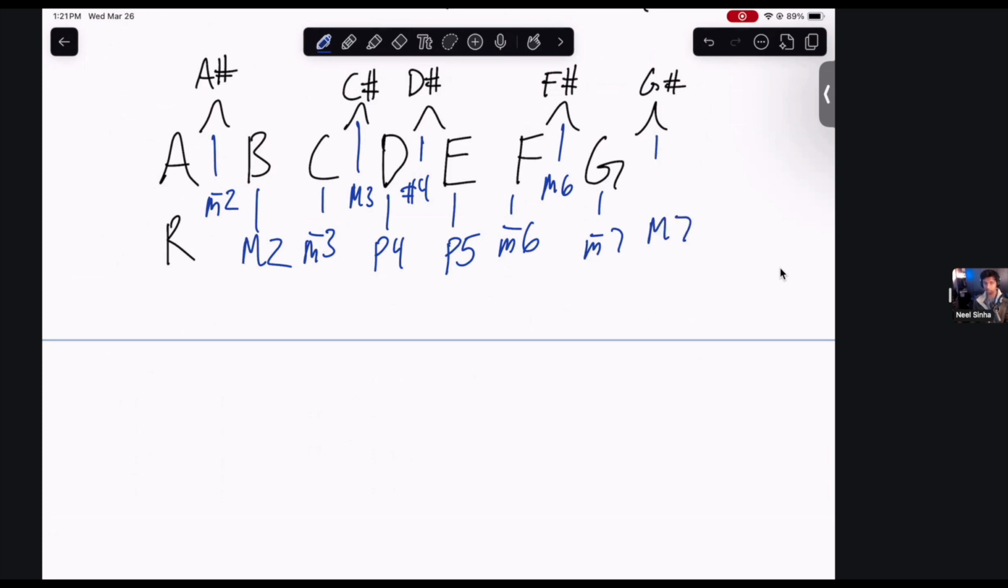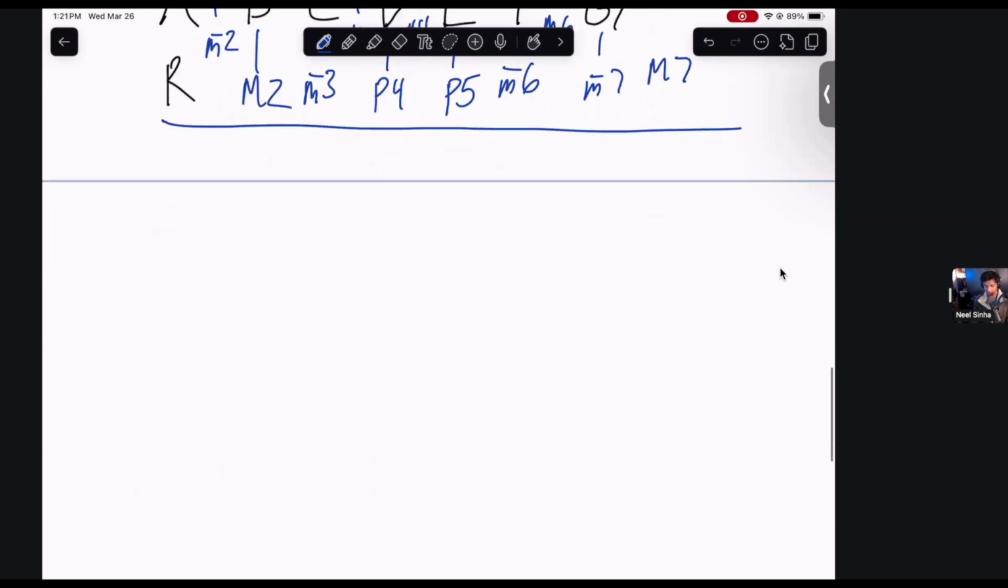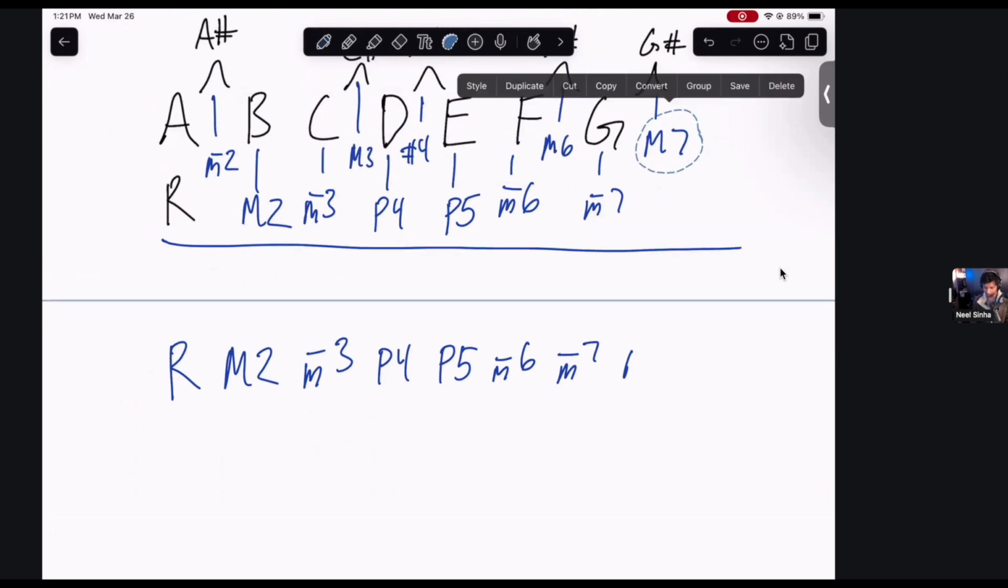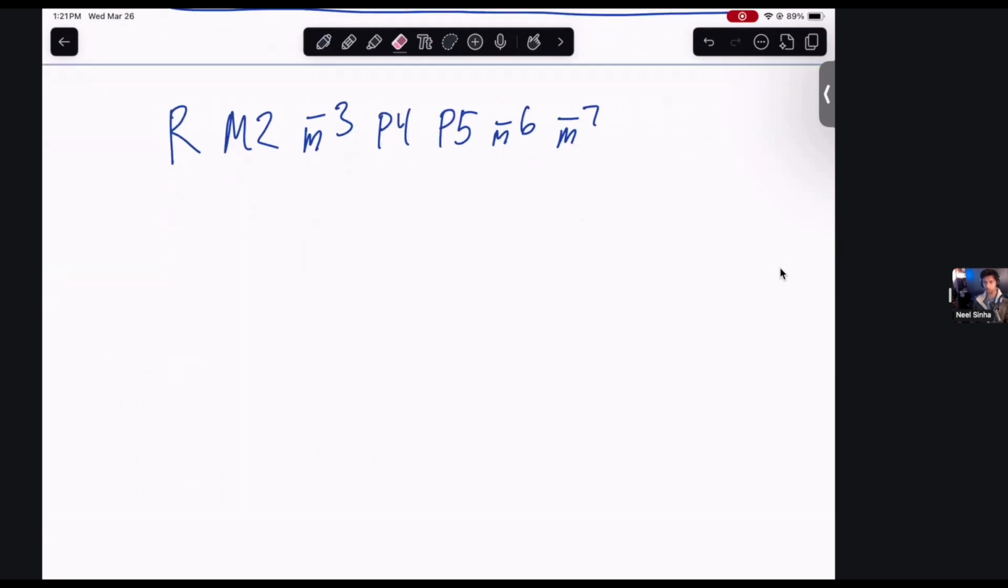All right. So now we take the bottom row of what we have here, and we rewrite that, and we get root, major 2, minor 3, perfect fourth, perfect fifth, minor 6, minor 7, and yeah, that was major 7. I should have written this up top, so that's not part of this. And then that's it. You only have one of each number, just like you only have one of each letter.